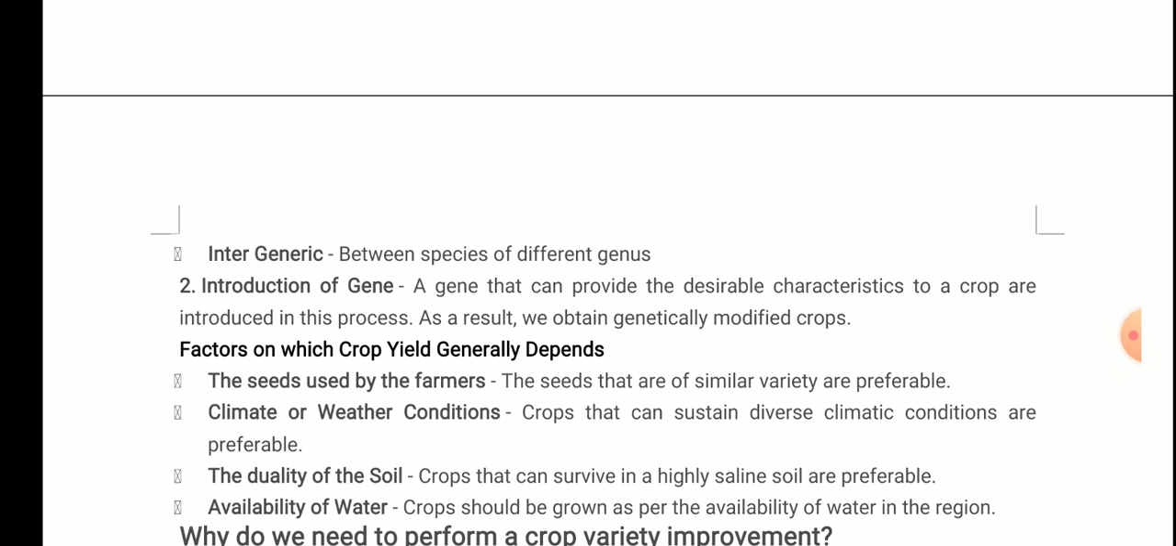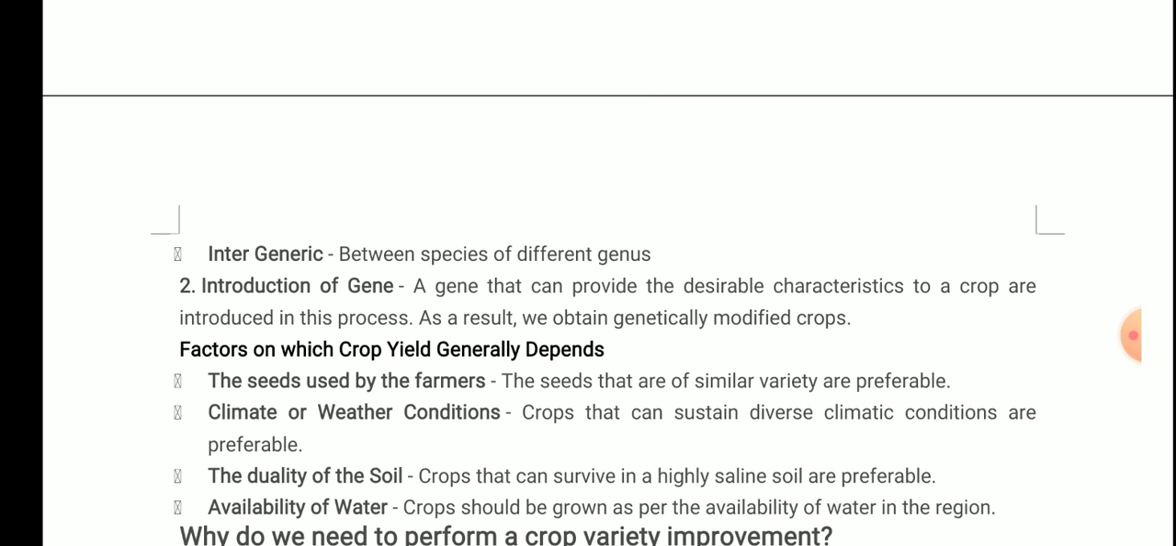Next is factors on which crop yield generally depends. There are various factors on which the crop yield depends. The first is seeds used by the farmer. The seeds that are of similar variety are preferable. Second, climate or weather conditions. Crops that can sustain diverse climatic conditions are preferable. Because the climate can change, and if the crops are resistant to the changing climate, then they can yield well.